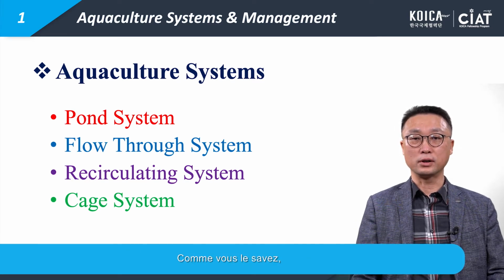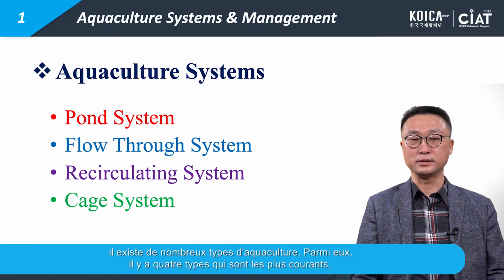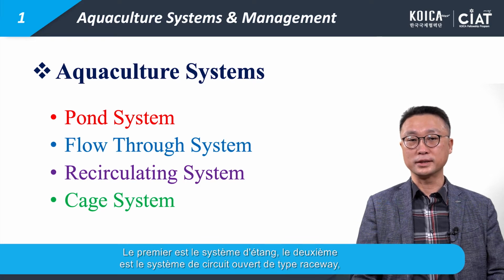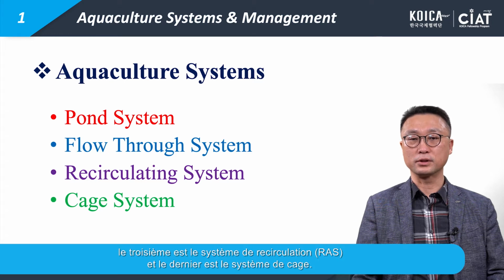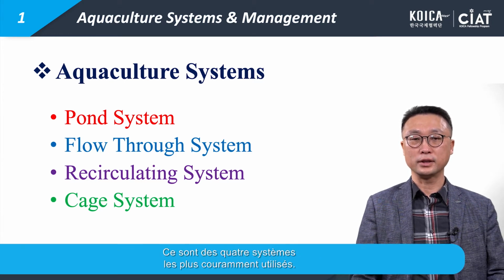As you know, aquaculture systems can be classified into many types, but mainly in the field we are using four types of aquaculture systems. The first one is the pond systems, the second one is the flow-through systems, the third one is the recirculating systems, and the last one is the cage systems. And actually, there are more different types of aquaculture systems, but like I said, those four types are the mainly used in the field.